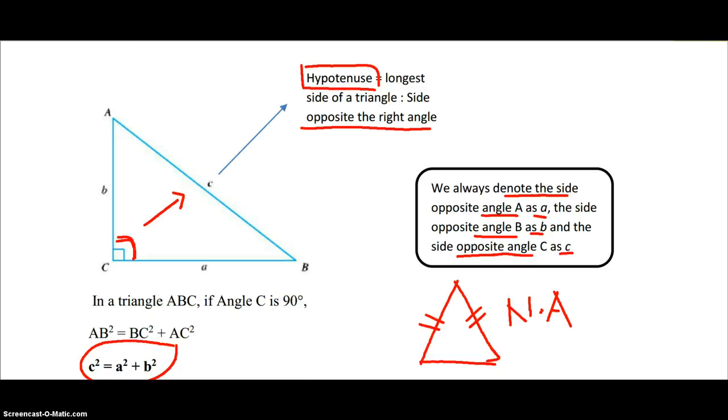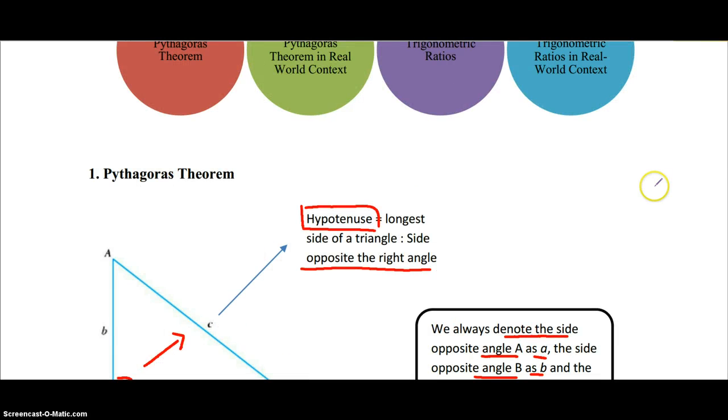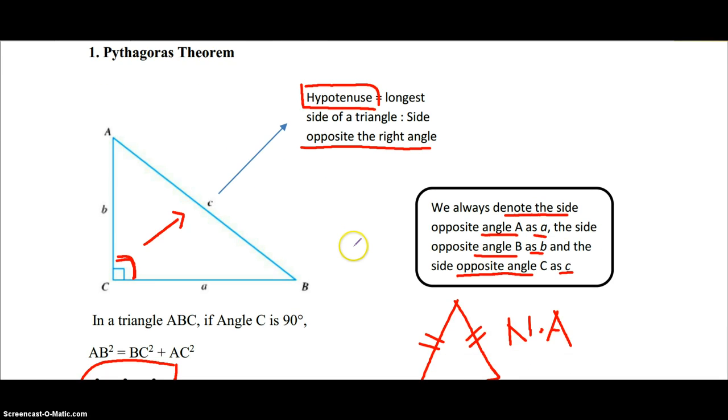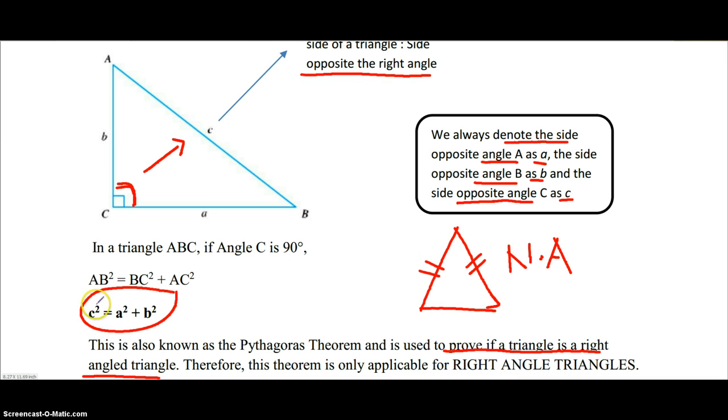Just to wrap up today's lesson, it is pretty straightforward. There's only one formula that you have to know, which is the Pythagoras theorem, and the formula is c squared is equal to a squared plus b squared. It's only applicable to right angle triangles, where you can use this law to prove whether any triangle is a right angle triangle. Remember that your c squared is always determined by the hypotenuse, which is always the side that is opposite the right angle.